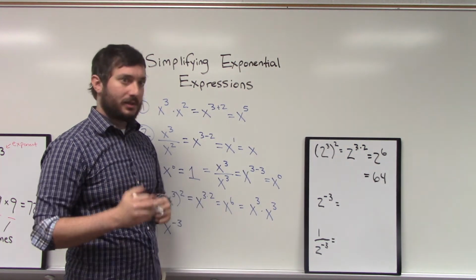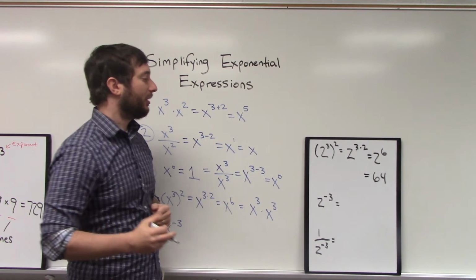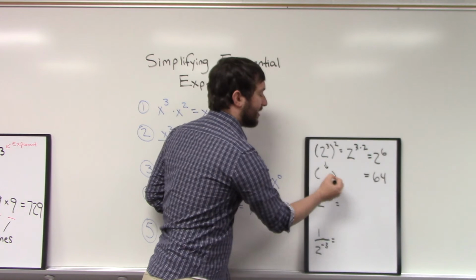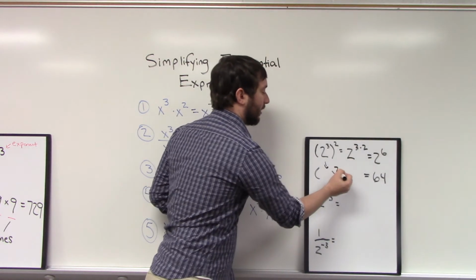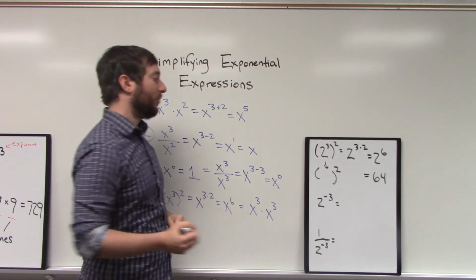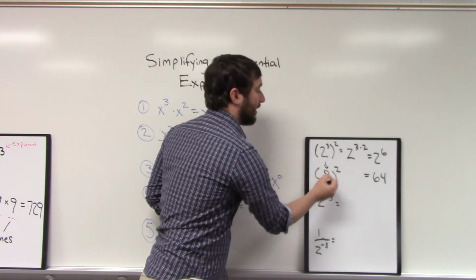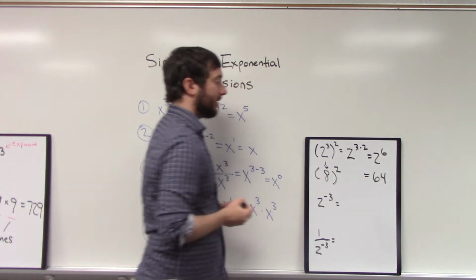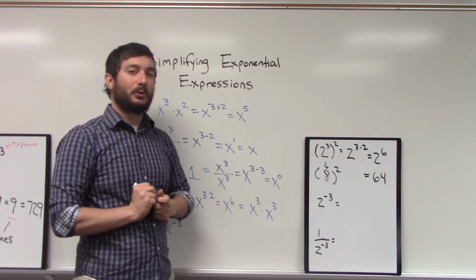With numbers, there are multiple ways to approach it. So we could have also, instead, simplified inside the parentheses first. Okay? So 2 cubed, 2 times 2 times 2, would be 8. And 8 squared, 8 times itself, also would equal 64. So this is why the power rule holds.